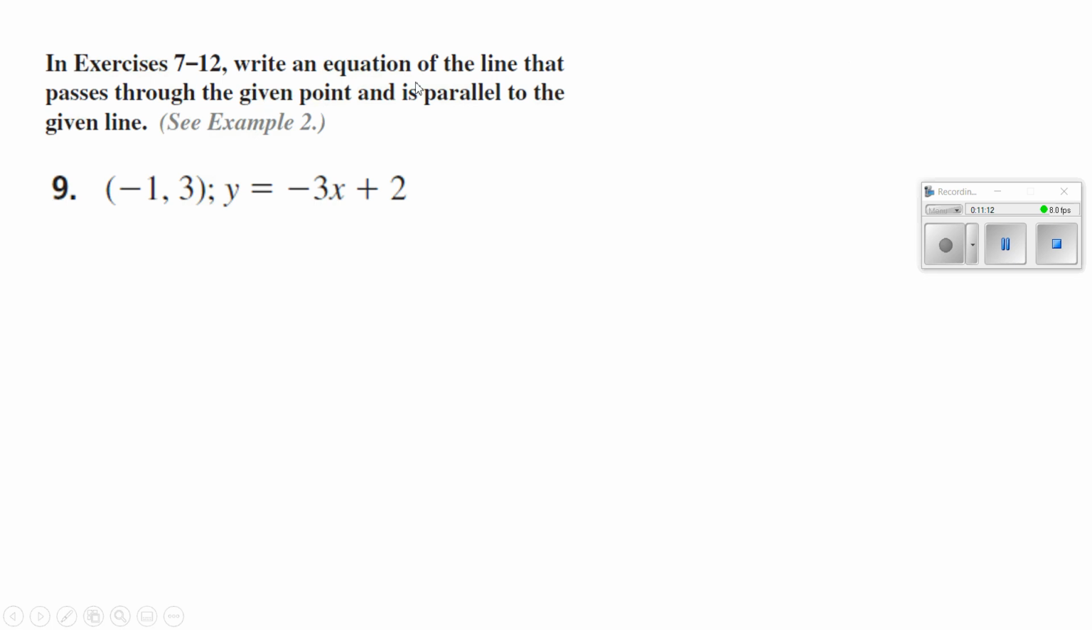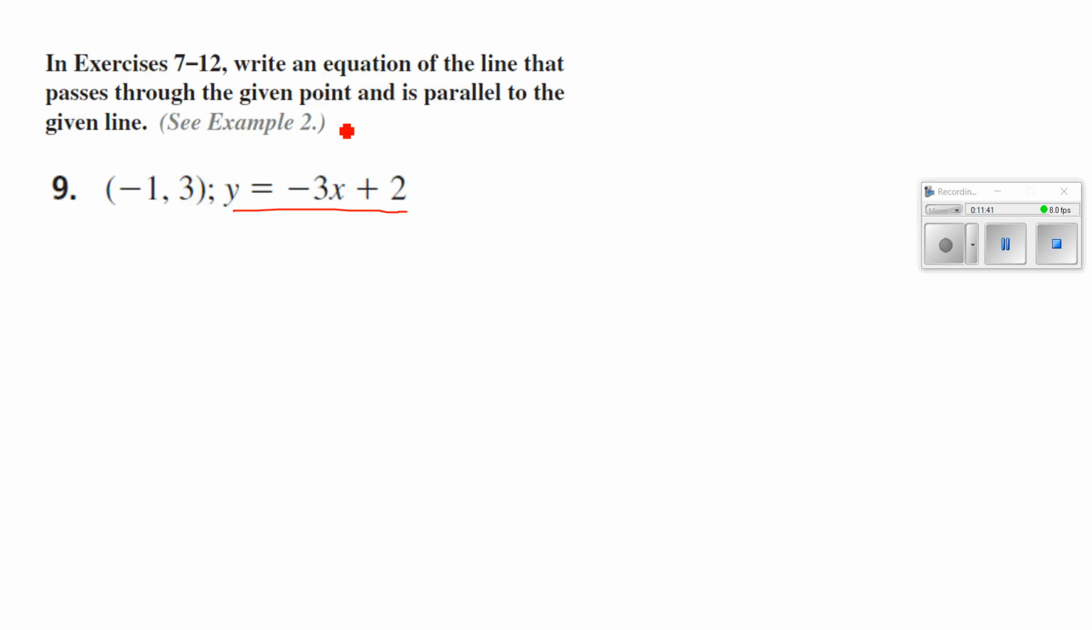This one says write an equation of the line that passes through the given points and is parallel to the given line. Okay. Write an equation of the line that passes through the given points. Okay. These points and is parallel to this one. All right. I'm going to work a little quicker this time for the sake of making this video a little shorter.